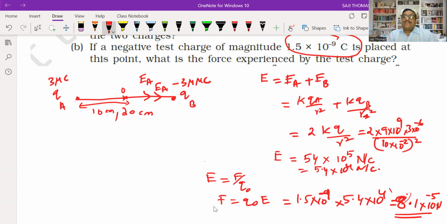Okay, children. So this is about the electric field lines of force.